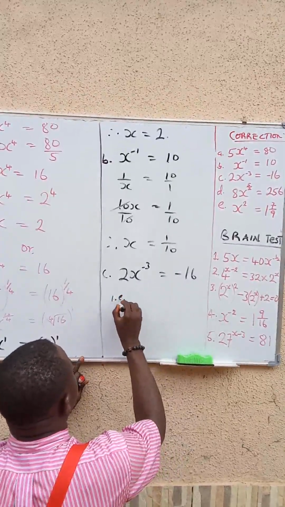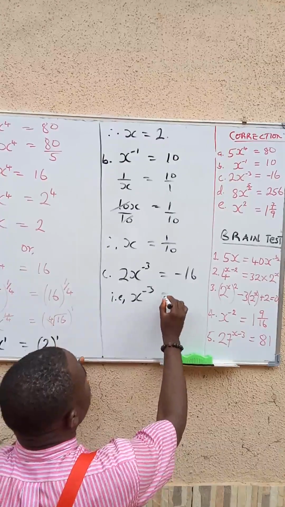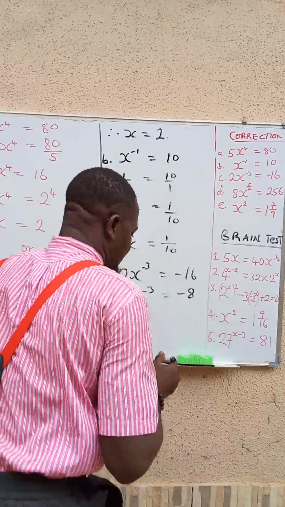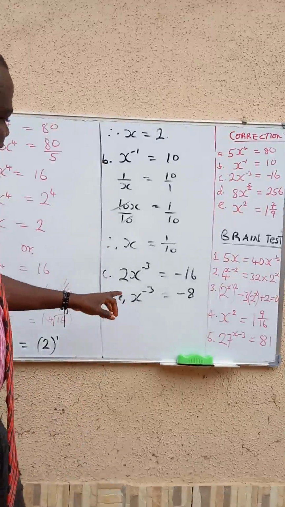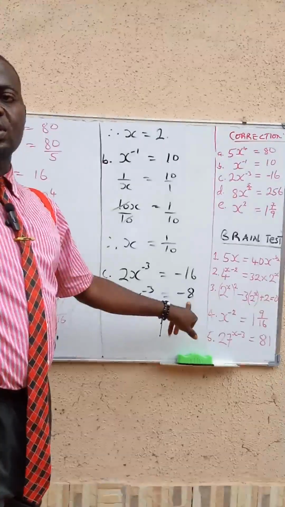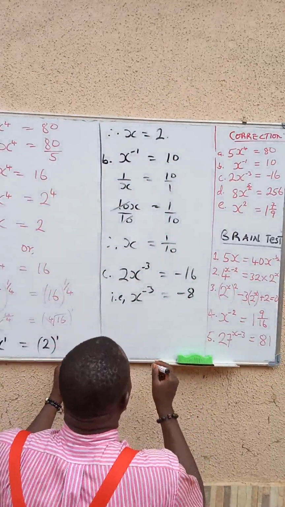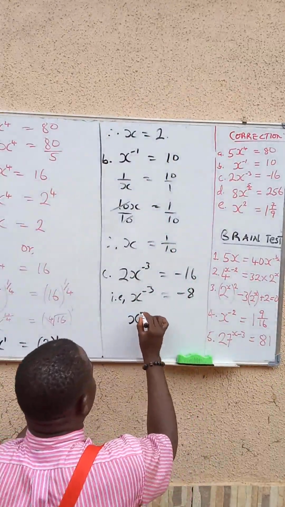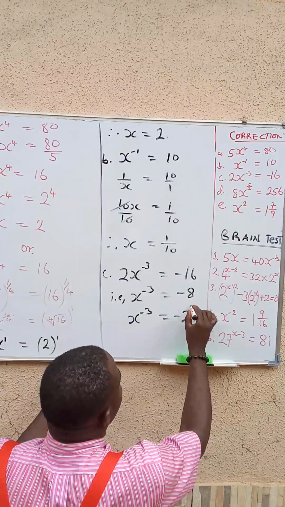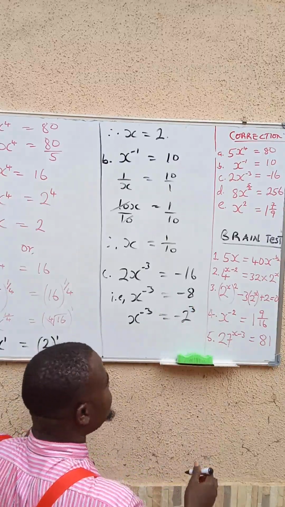That is, x raised to the power of minus 3 is equal to minus 8. What I did there is 2 here, 2 here to become this. 16 divided by 2 is 8. So then there's another thing I can do here. Minus 8 is the same thing as minus 2 raised to the power of 3. That is 2 times 2, 4, times 2, 8.